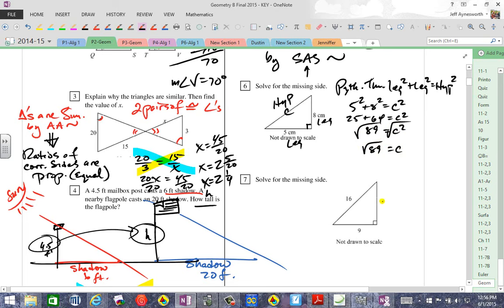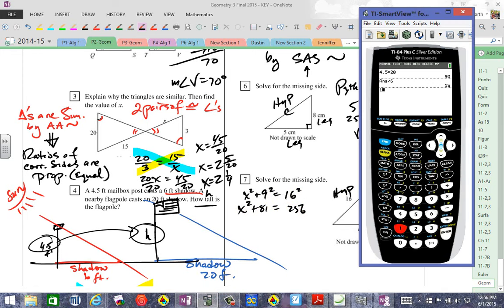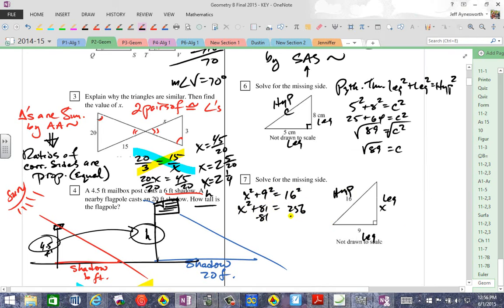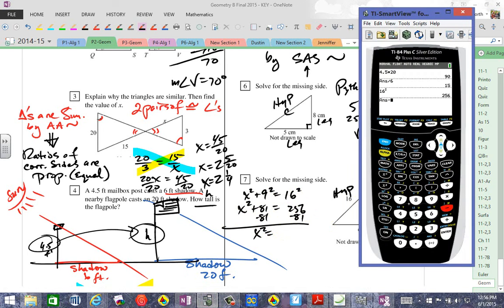Same thing here. You got a leg here, and you got a leg here, and you got a hypotenuse here. Okay, so let's call this x. So we got x squared plus 9 squared is equal to hypotenuse. Always end with a hypotenuse squared. So you get x squared plus 81 equals 256. If you didn't know that, just type in 16 and hit the square button. You get 256. Subtract 81. Use your calculator if you choose to. All right, watch this. Minus 81. I'm just showing you how to use the technology.